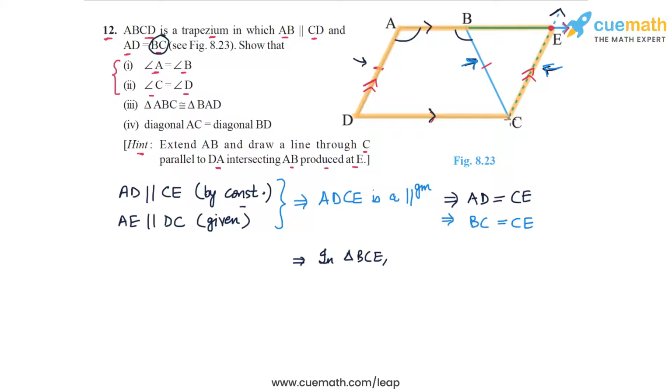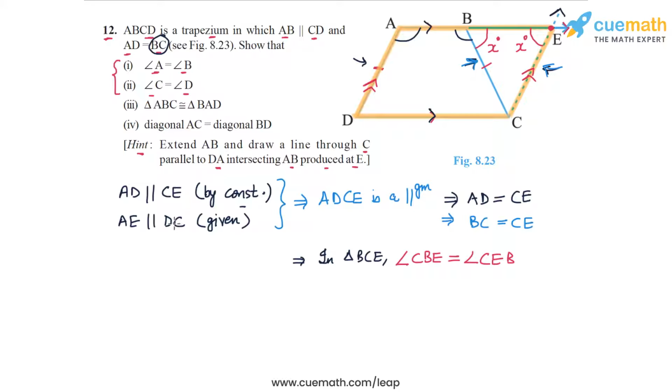because BC and CE are equal, the angles opposite these sides must also be equal. What are the angles opposite these sides? The angle opposite BC is this angle BEC, and the angle opposite CE is this angle CBE. So these two angles must be equal. So we can write in triangle BCE, angle CBE is equal to angle CEB. Let's assume that both these angles have a measure of x degrees.